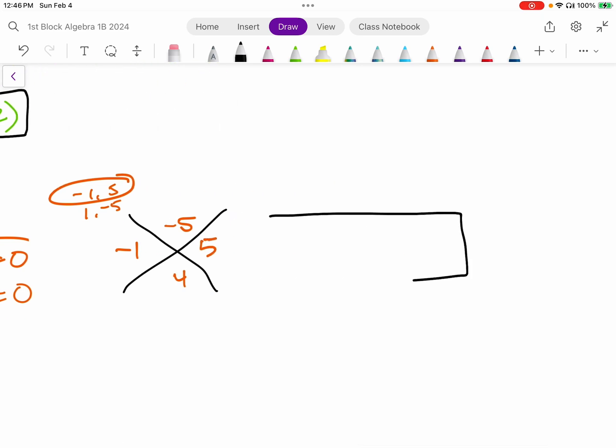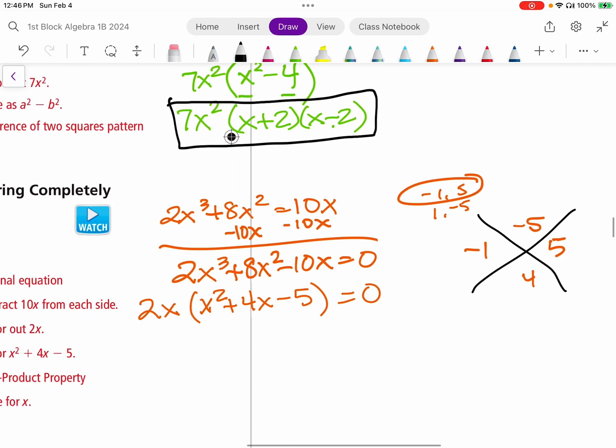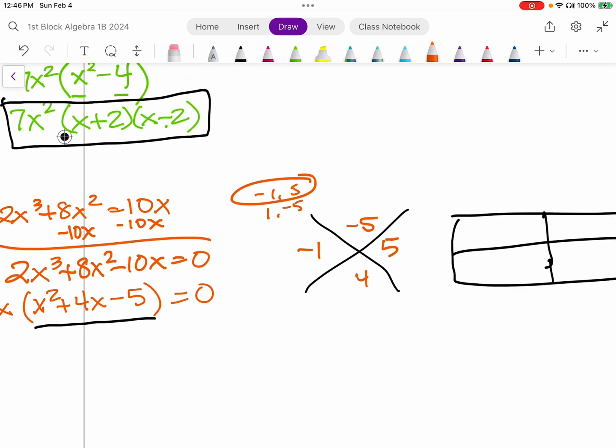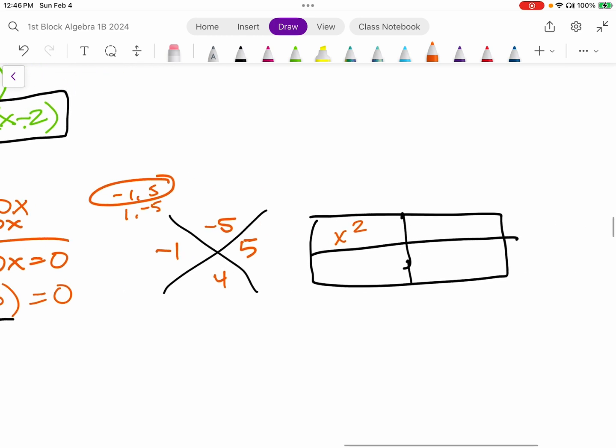That's our x. Now our box. First term in the top box, and we're looking at this right here, x squared. Last term in the bottom right box, negative 5. These two terms in the other boxes with an x. Negative 1x is just negative x, and 5 with an x.